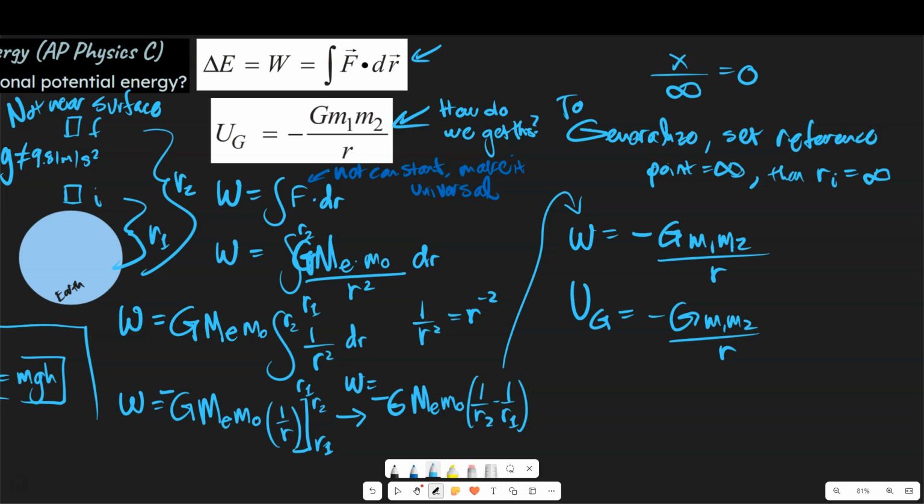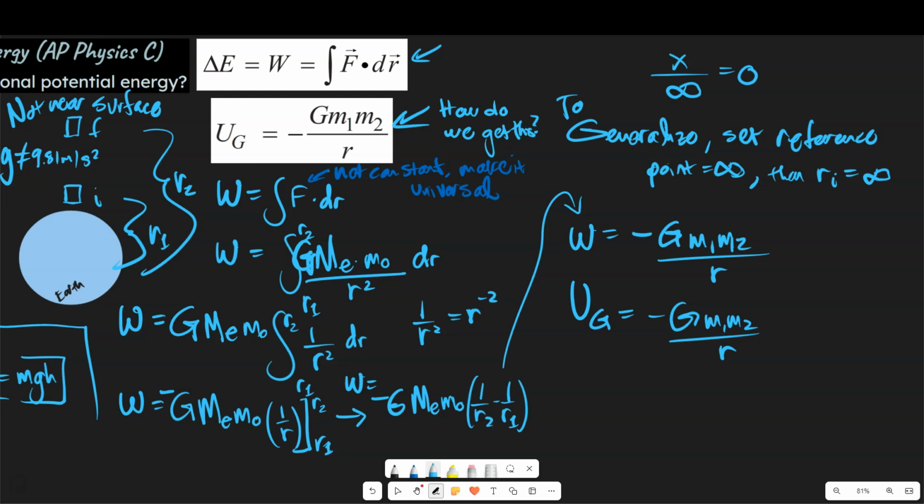Now, I really want to make a couple points here and show you a couple other things because this is a bit confusing. I want to emphasize the negative sign that you see right here comes from the derivation, and it also comes from the fact that we're going to use infinity as our reference point right here.